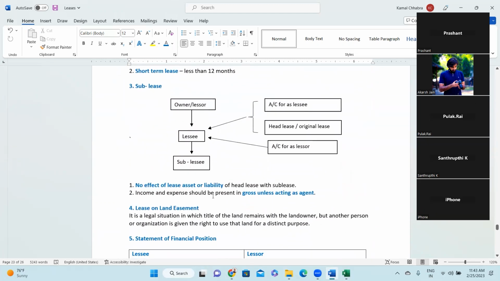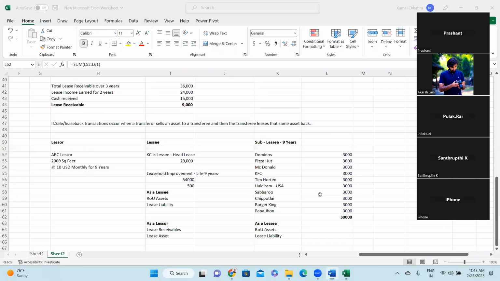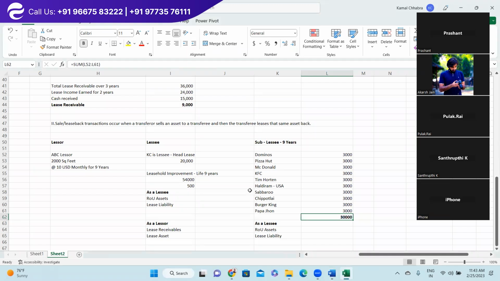So income and expense should be presented on a gross basis unless acting as an agent. If you are just a lease agent, a property dealer, providing the property of the main owner on lease and helping them, then you will be recognizing on a net basis, which is your commission. But if you are taking that property on a main lease and giving it on sublease, in that scenario you will be recognizing both the things on a gross basis. Your expenses of 20,500 and your income of 30,000 need to be recorded on a gross basis. Make sense? Yes, sir. Rajiv sir, Santrupti, Pulak.